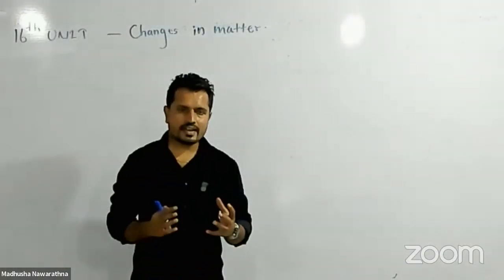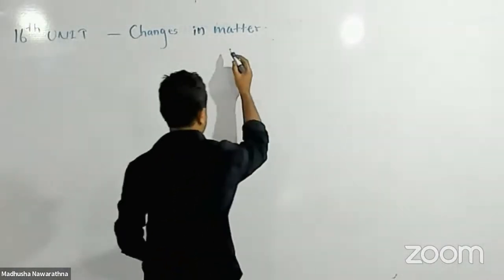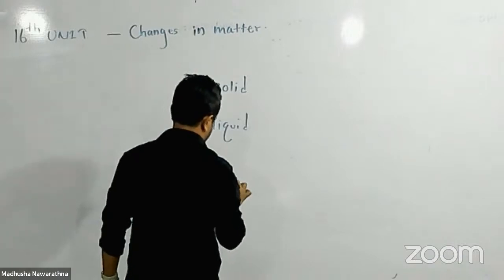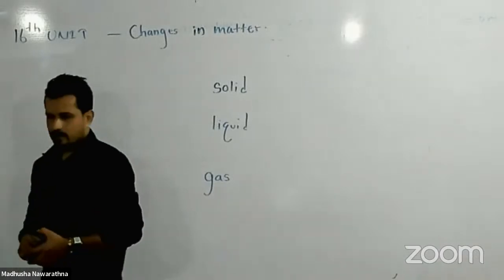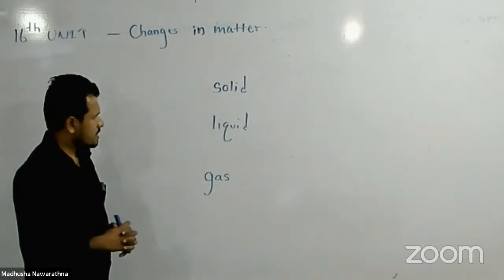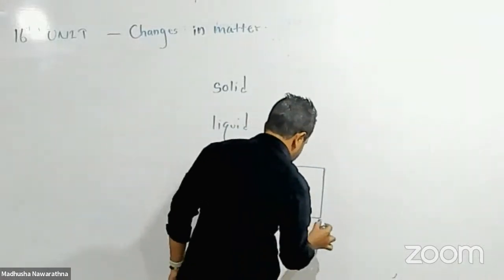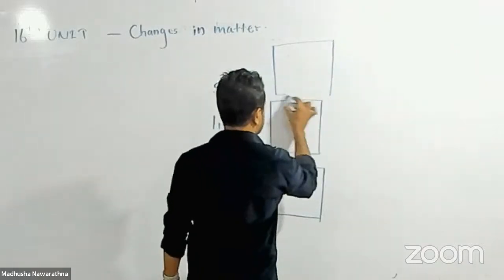Normally we can divide matter into three groups based on the molecular arrangement: namely solids, liquids and gases. The difference between solid, liquid and gas is the molecular arrangement. Because of the molecular arrangement, we divide matter into solids, liquids and gases.